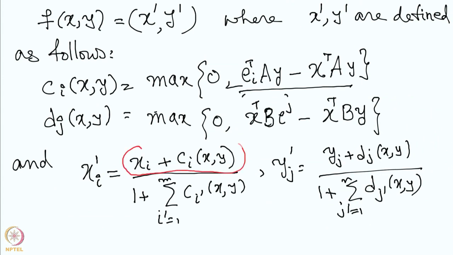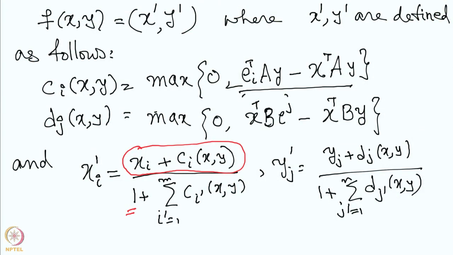In x, let us say I am playing e_i with certain probability x_i, and if by playing the pure strategy e_i I am going to get more than 0, then I would like to move towards e_i. That is exactly captured in this term: originally x_i is there, and now I am moving by c_i(x, y). I increase this probability because c_i(x, y) is bigger than 0. Now if e_i^T A y is less than x^T A y, then it is going to be a negative value, so this max is 0, and I will not change x_i. So this is the direction in which I am moving the probability with which I play the ith pure strategy. Of course when I move like that, I do not know whether that is going to be a probability vector or not, so I am normalizing.